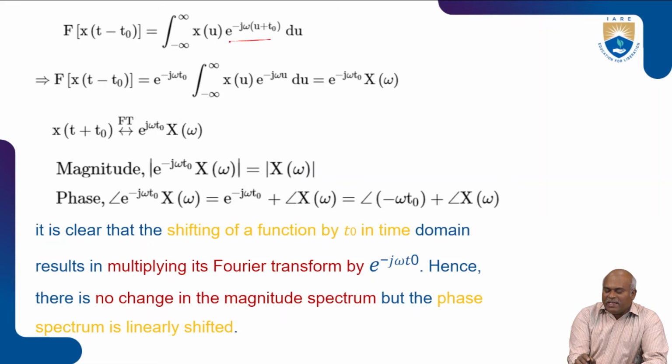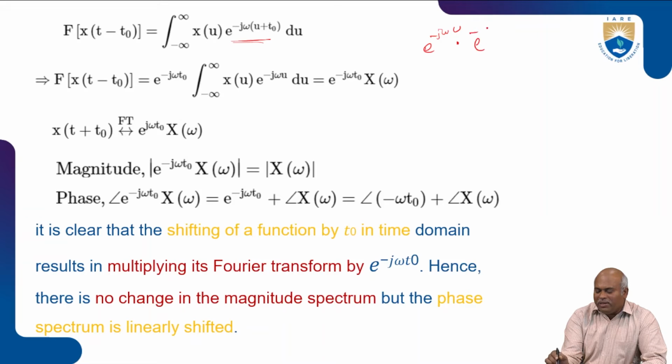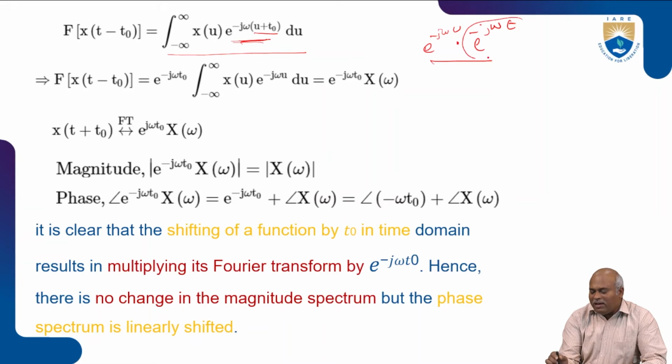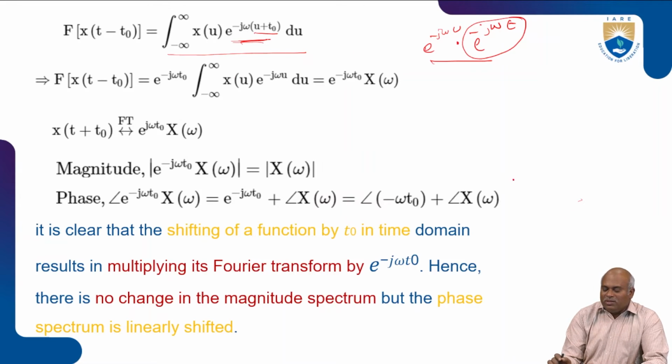So this term we can separate. What are the terms? e power minus j omega u into e power minus j omega t0, two terms, because it is adding u plus t0. This term only has t0, and the remaining are all u, so that's why we take it out. That's the condition. On the right side of the equation, e power minus j omega t0 I take out. The remaining is the integration from minus infinity to plus infinity of x of u e power minus j omega u du, you get it.